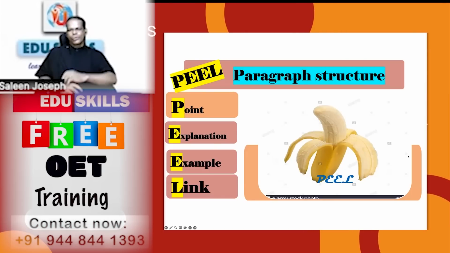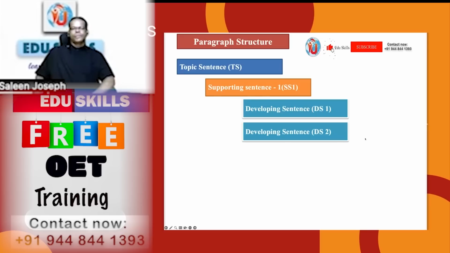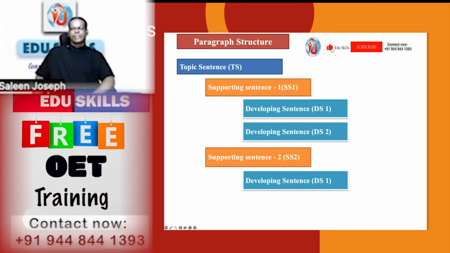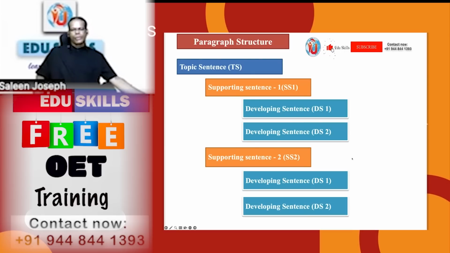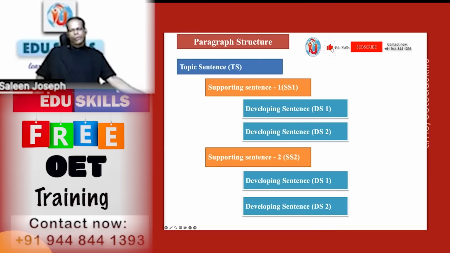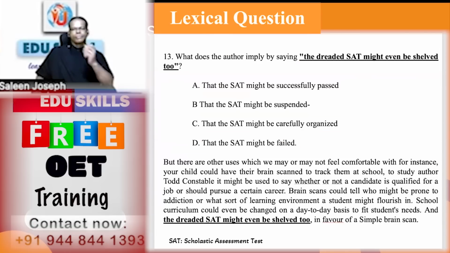Paragraph structure or audio structure. This is what we said. Topic sentence, then you have a supporting sentence, then you have 1 or 2 or 3 developing sentences, which are the illustrations or evidences given. Then supporting sentence 2, again developing sentence. Listen to this, okay?